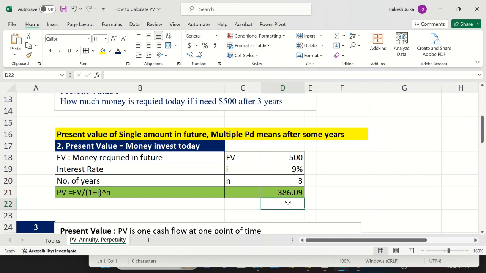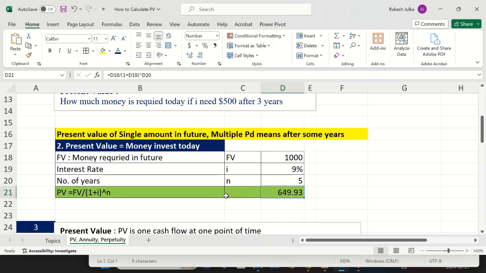So it means if I invest $386 today, after 3 years I'll get $500, right? For example, if I need $1,000 in the future, then I need to spend 772. If I change the number of years, let's say I want it after 5 years, then it means I need to spend 649.93.